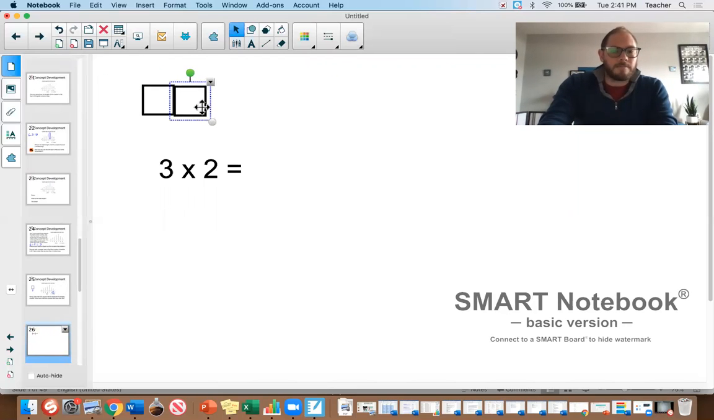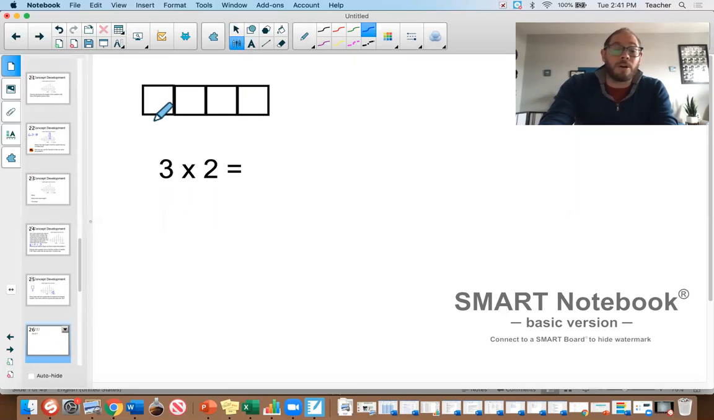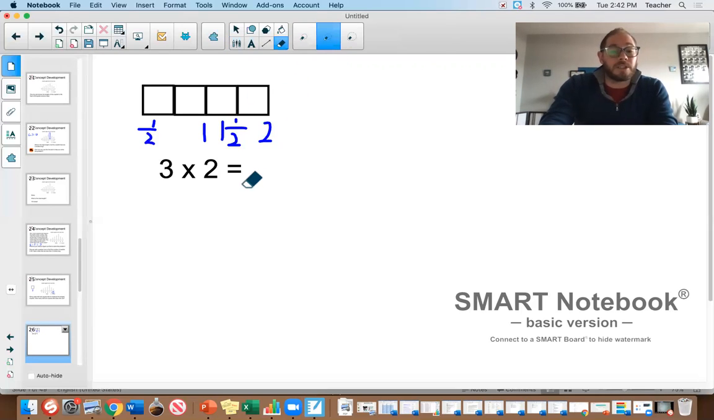2 squares, 3 squares, 4 squares. And let's count up using our ½ inches, seeing how long they are. So that's ½ inch plus ½ inch is 1 inch, 1½ inches, 2 inches. Not there yet. We need to get to 3½ inches long.